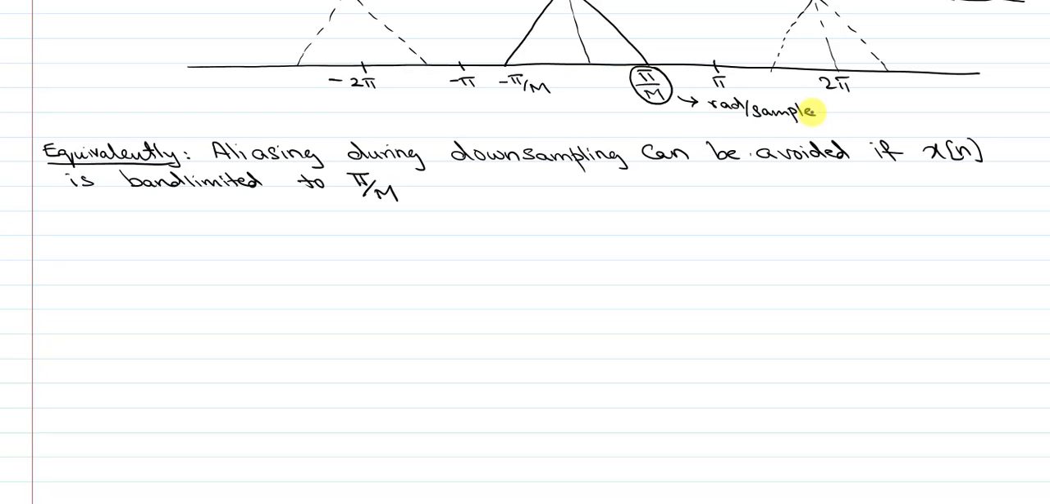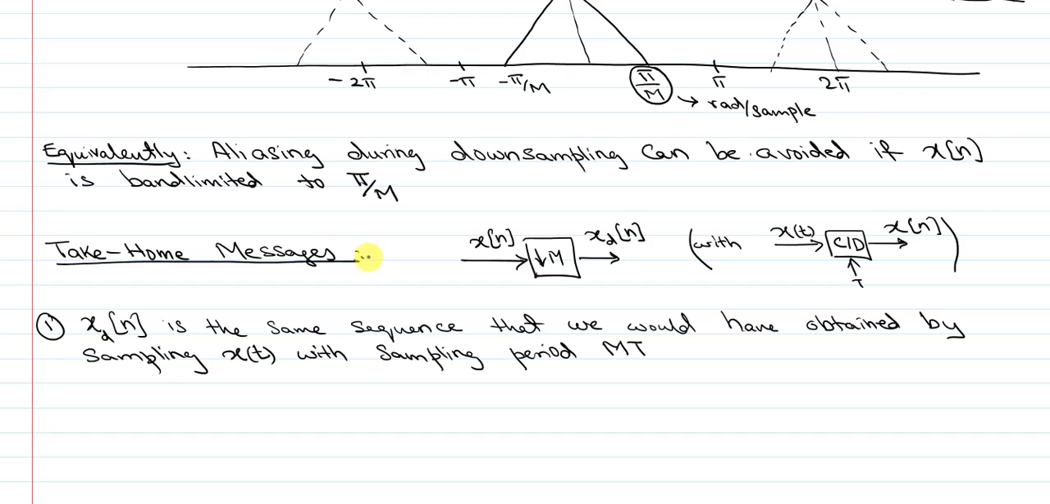They are equivalent statements. Okay, so we'll conclude by reminding of take-home messages. So the first message is that if we take a sequence x[n] and we downsample it by a factor of M to get xd[n], and the sequence that we are downsampling came by sampling a continuous time signal with sampling period T, then the downsampled sequence is the same sequence that we would have obtained by sampling x(t) with sampling period MT. So downsampling operation effectively increases the sampling time by a factor of M, or reduces the sampling rate by a factor of 1 over M.